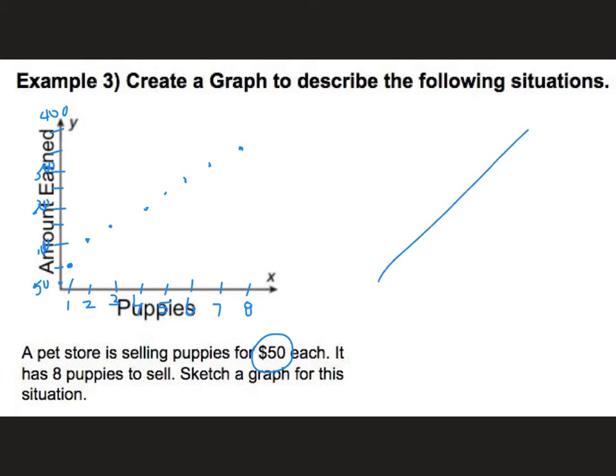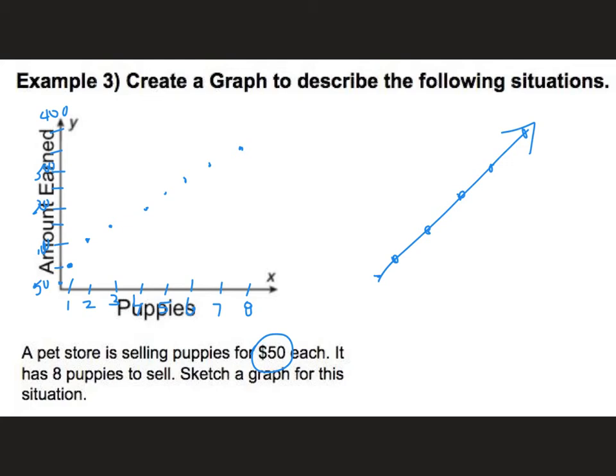We do not want a line through these points. Now I know it's habit to draw that line through the points as we've worked with linear functions in the past, but we have to make sense of this. This is a real scenario for us. So if we drew a line through these points, could we have part of a puppy? Could we purchase 1.5 puppies? Would be my question to you. And hopefully we say the answer is no.